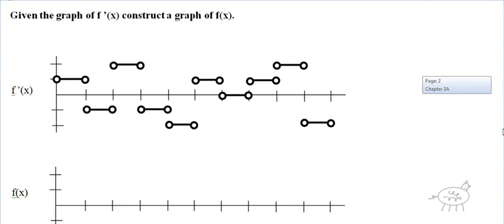Given the graph of f prime of x. Now, this is where it's a little tricky. I'm giving you the slope graph. Construct an f of x graph. Okay? Giving you the slope graph. Construct the f of x graph.